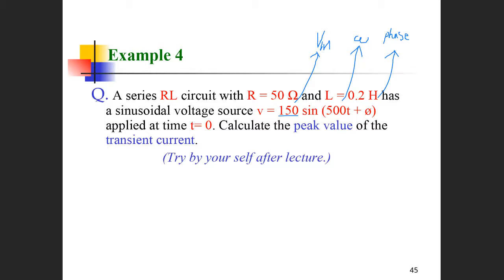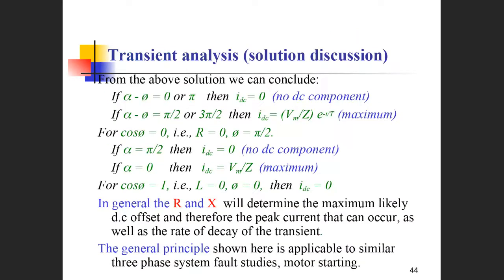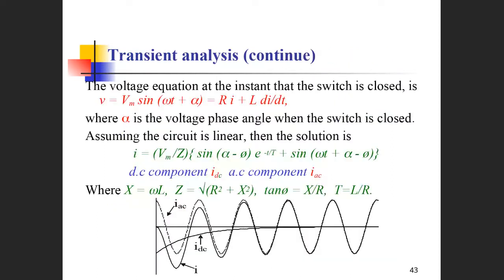So when you switch at time t equal to 0, you can estimate the peak values using the previous formulas given here.